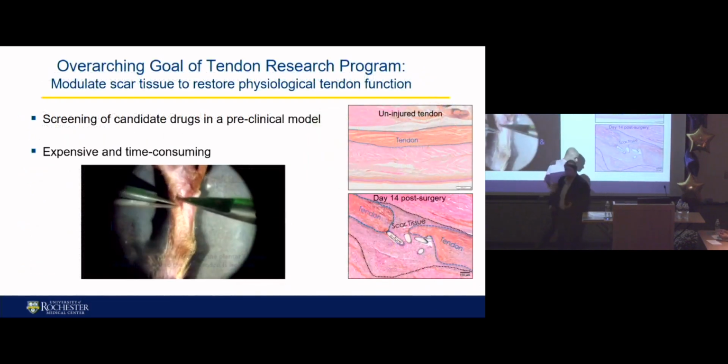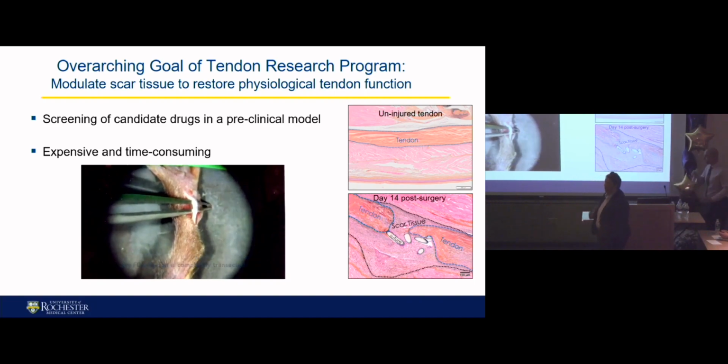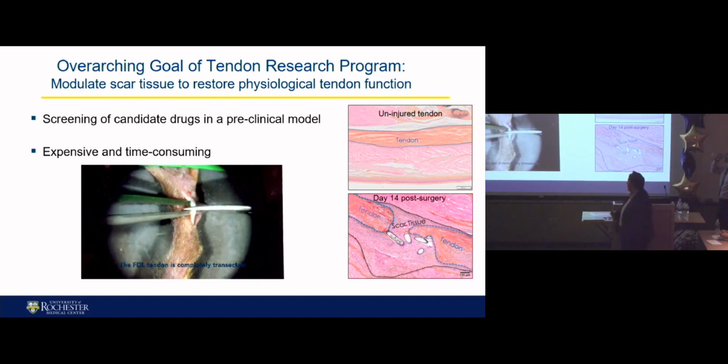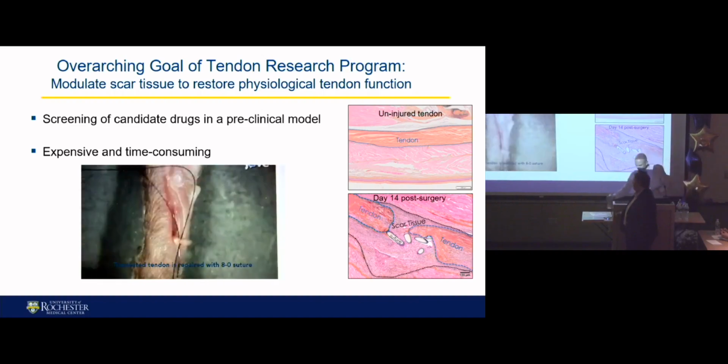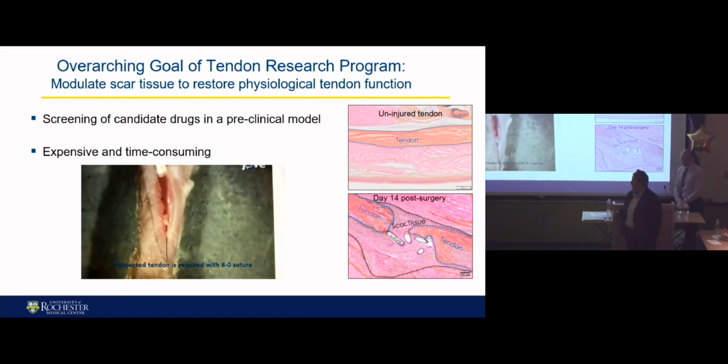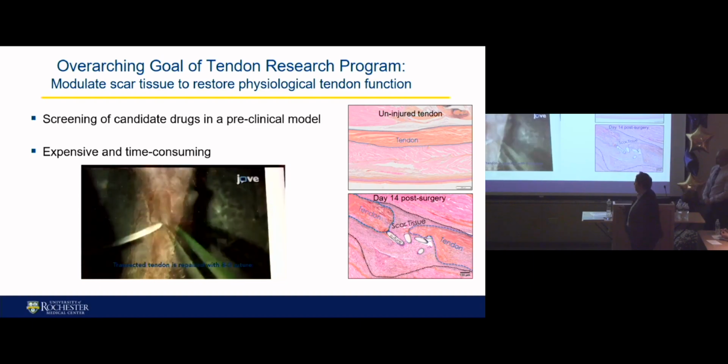So it's really this clear unmet need in terms of biological therapies to improve healing that really motivates a lot of what we do in my lab. And so with the goal of understanding this process better so that we could identify novel drugs or therapies to improve healing, we've developed a mouse model of flexor tendon healing, which is shown in this video here.